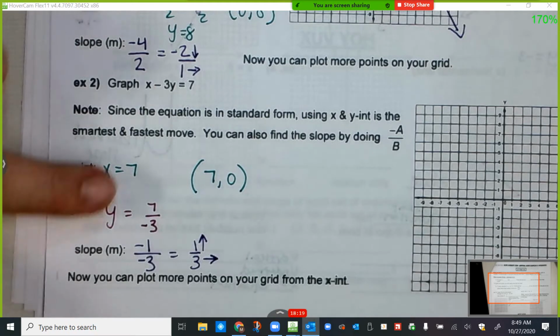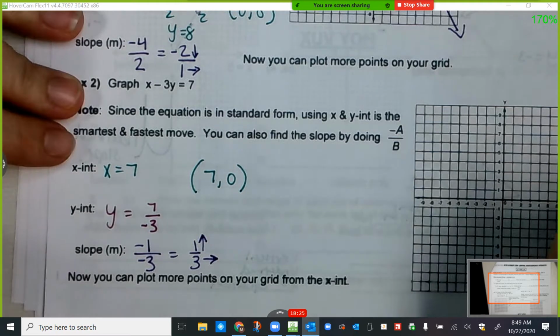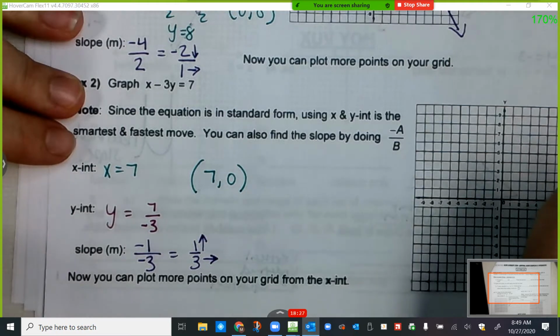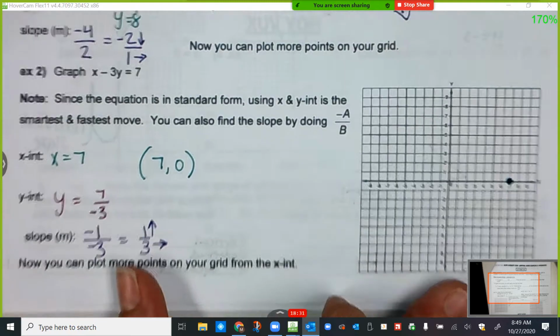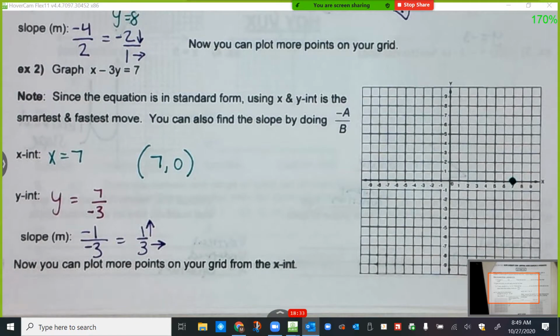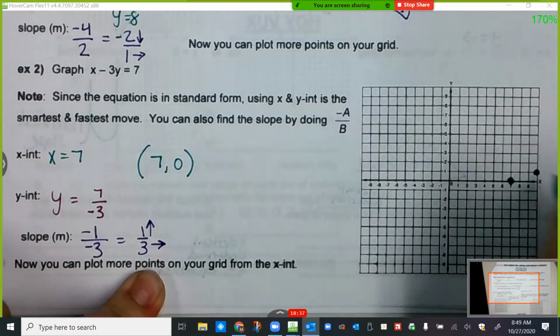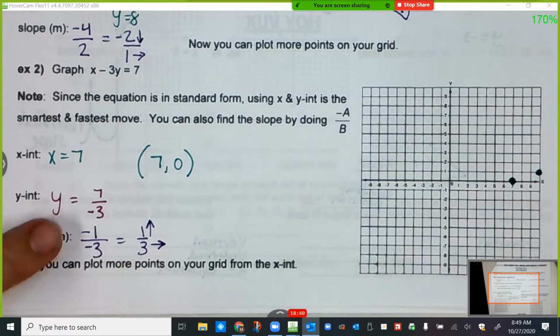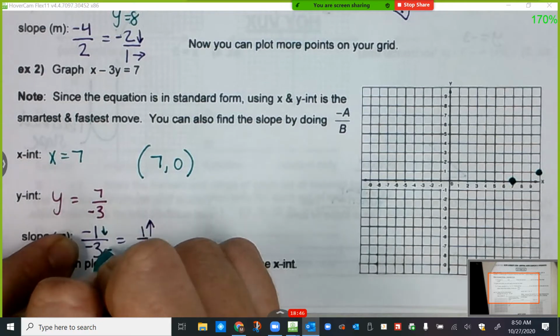What's the only point that was given that I can plot? My x-intercept or my y-intercept? x. I can't plot a fraction. I mean, you can, but it's not going to be accurate. Then we're going to do our slope, which is rise 1, run 3. Now, you'll notice I only was able to do it once. Well, what if I did negative 1 over negative 3? It's still positive, right? So I can go down 1, left 3.